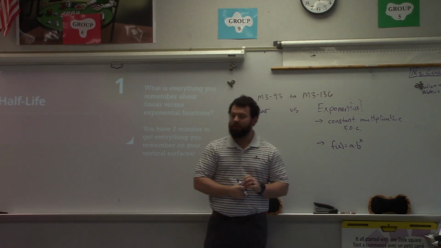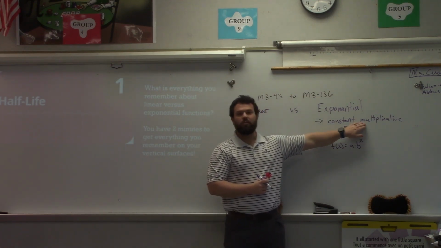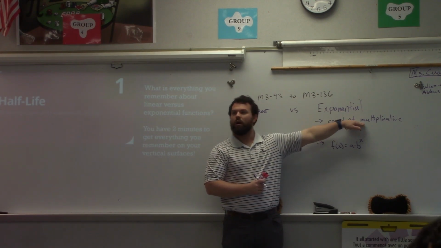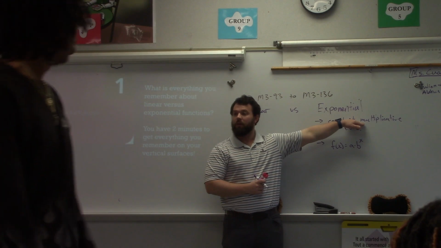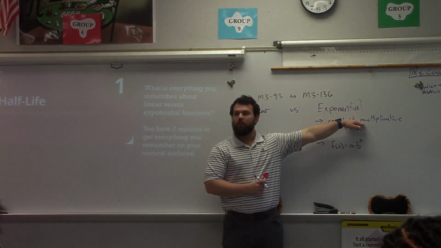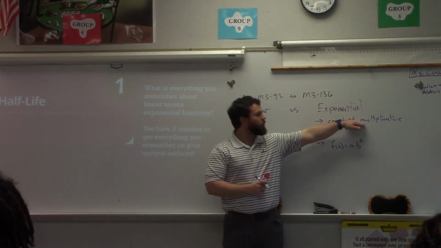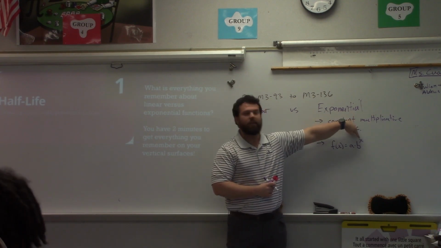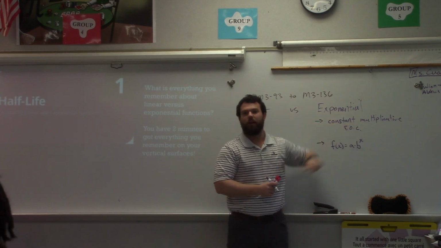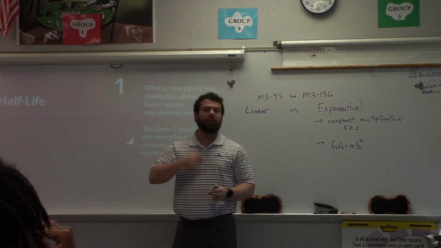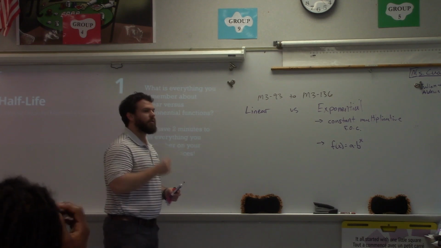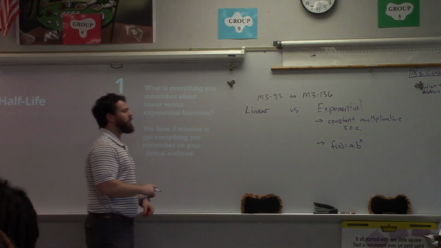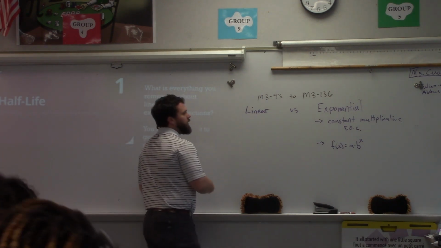Remember, constantly multiplying. What mathematical operation shows repeated multiplication? Exponents. An exponent, which is why the exponent is a variable, right? That indicates that we are repeatedly multiplying constantly, without end. So exponential is that constant multiplicative rate of change. f of x is equal to a times b to the x.